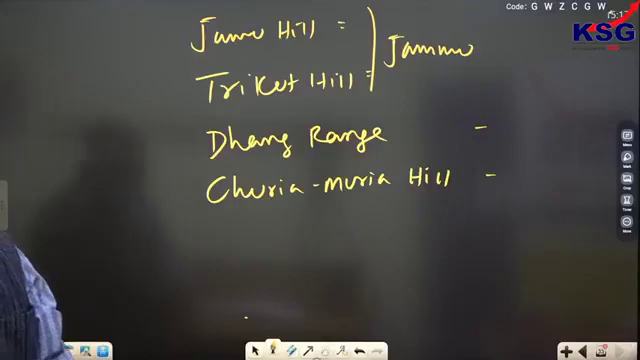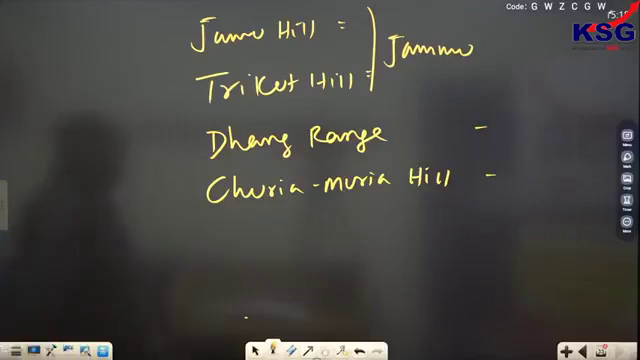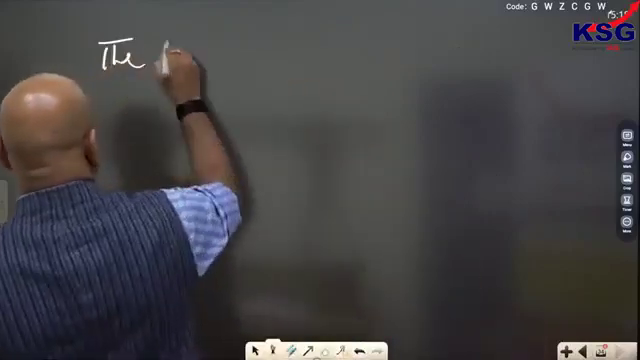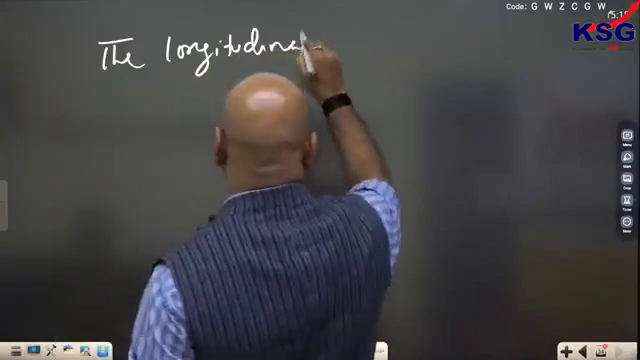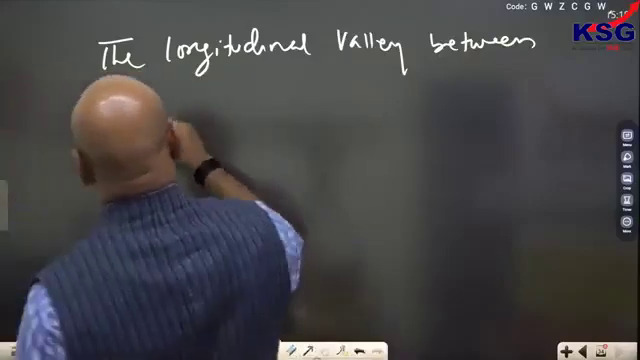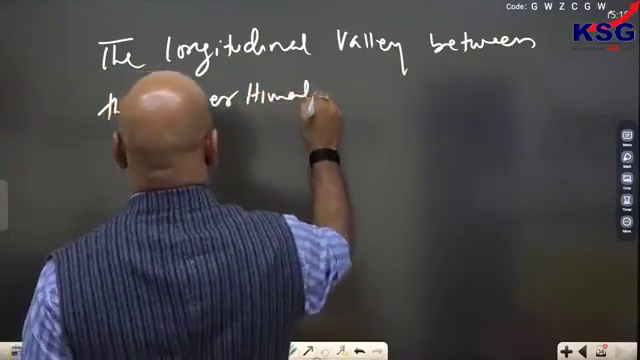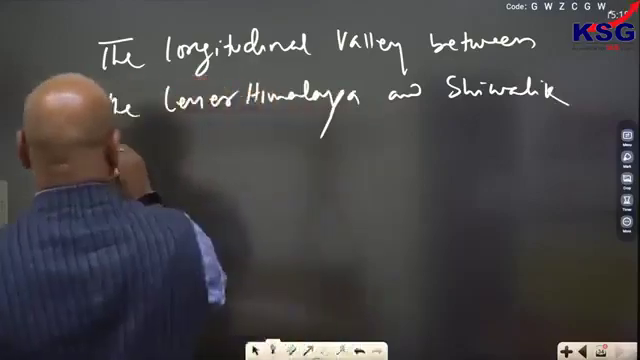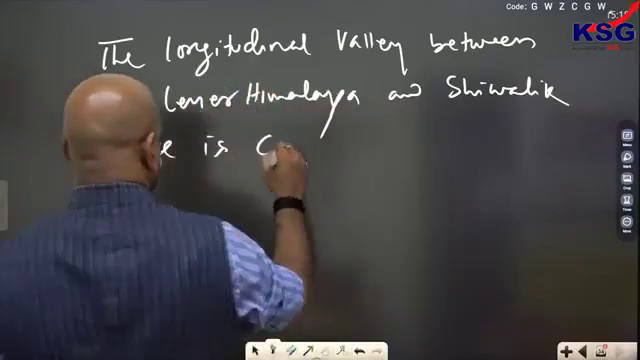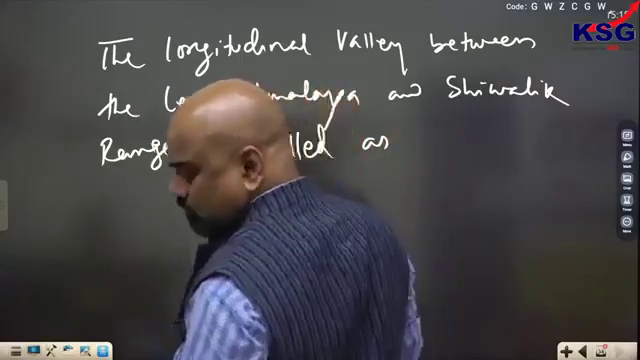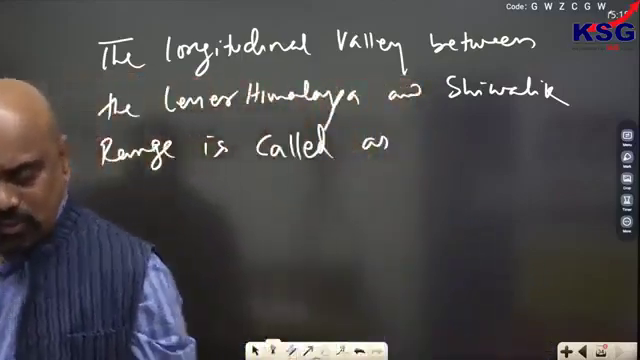Remember one thing, the valley that separates the Shivalik range from the lesser Himalaya is known as dun. Okay, लिखो, the longitudinal valley between the lesser Himalaya and Shivalik range is called as, क्या कहते हैं इसको? It is called as dun.